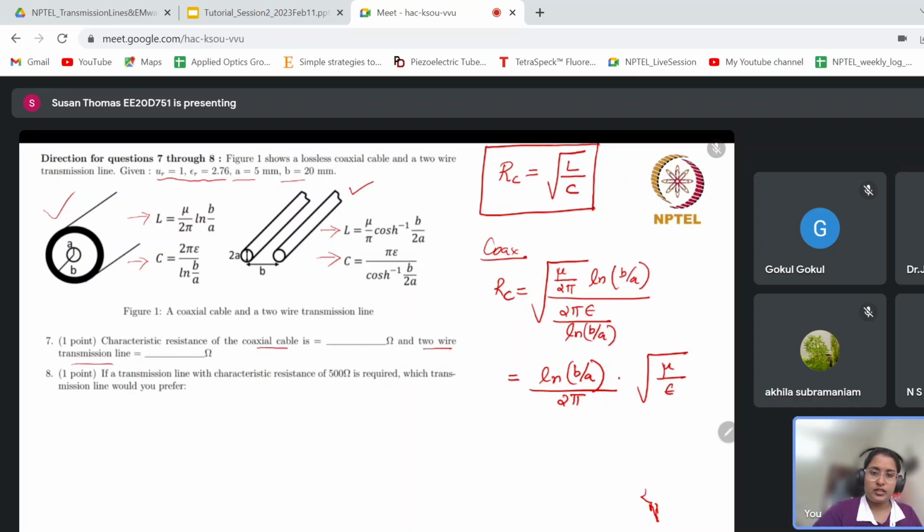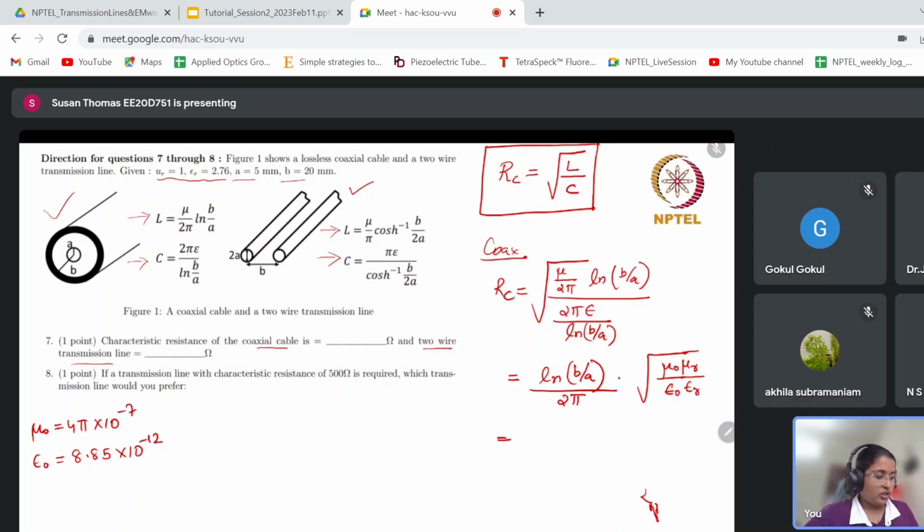I hope these steps are clear to you. So how to replace mu? We need to replace it as mu naught into mu r, epsilon naught into epsilon r. I hope you know the values. So maybe some of you might have forgotten, so let me write it down here. Mu naught is 4 pi into 10 power minus 7 and epsilon naught is 8.85 into 10 power minus 12.